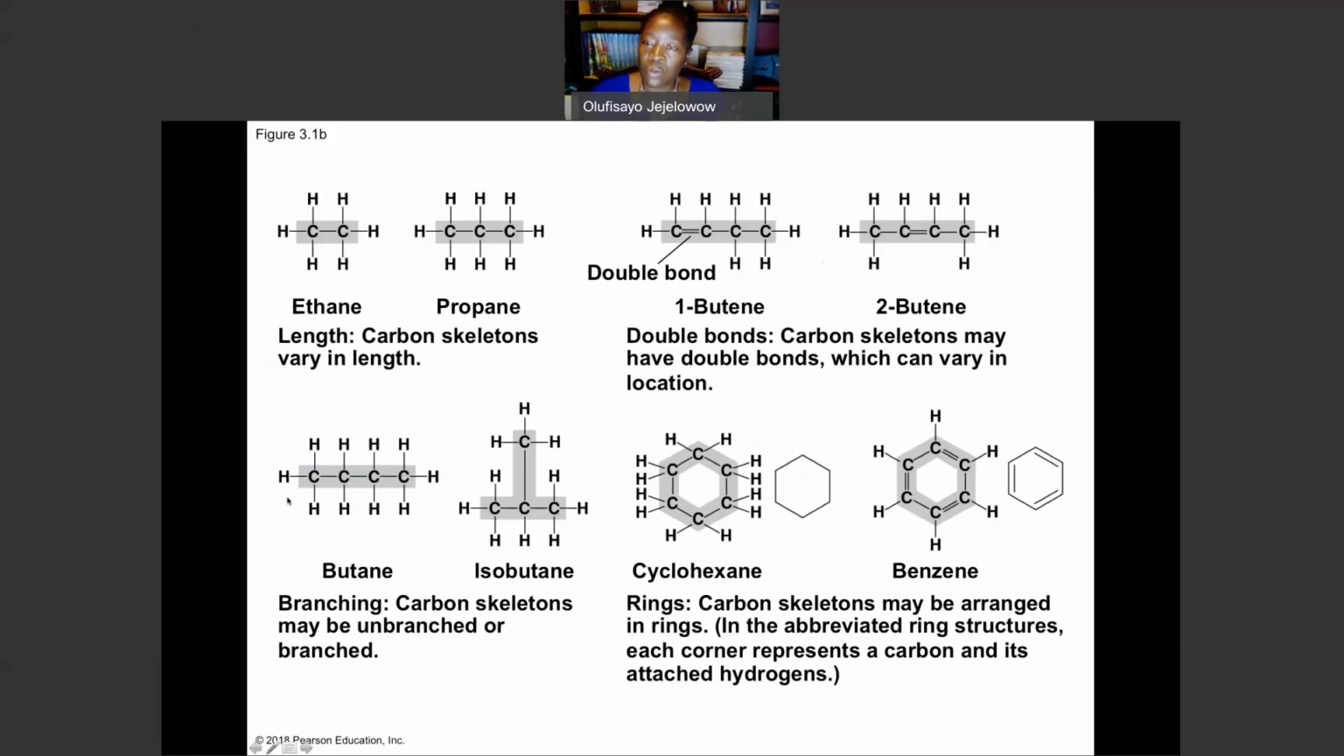So the hydrocarbon can be straight chained, it can be branched, it can have double bonds. They can also form rings in cyclic molecules. So we have cyclohexane and benzene as examples of ring-shaped hydrocarbons. So this is cyclohexane. We abbreviate the ring structures by using the corners to represent carbon.